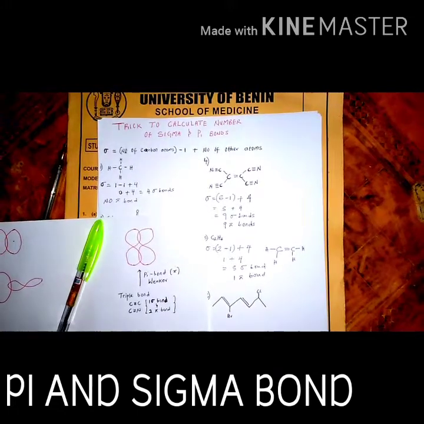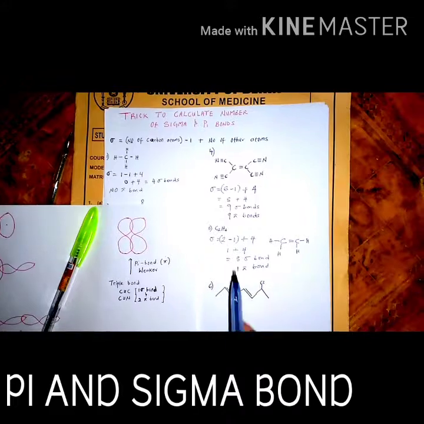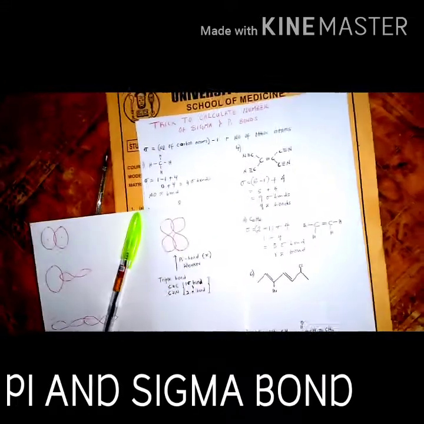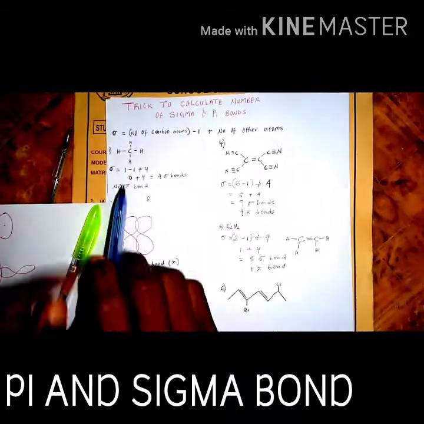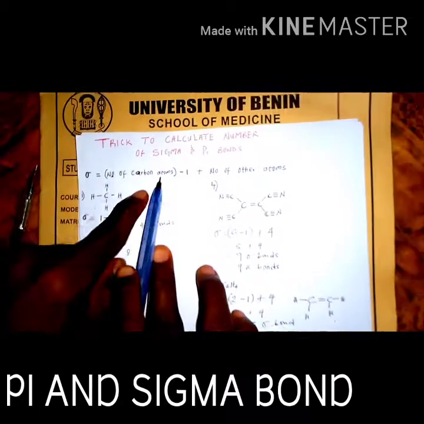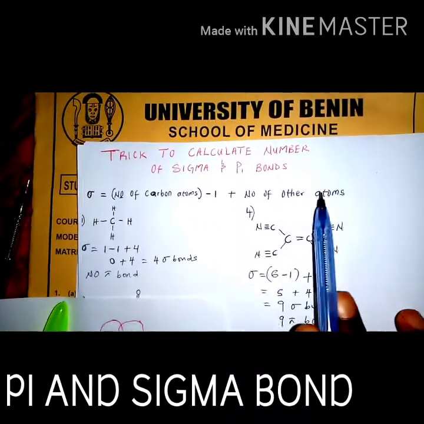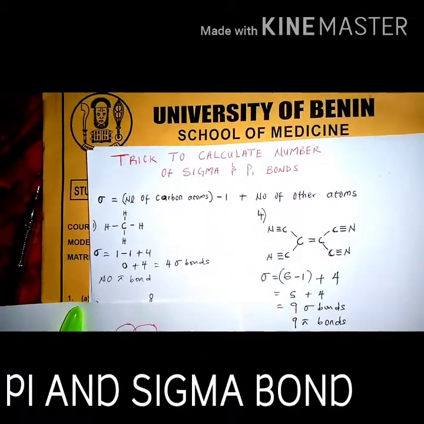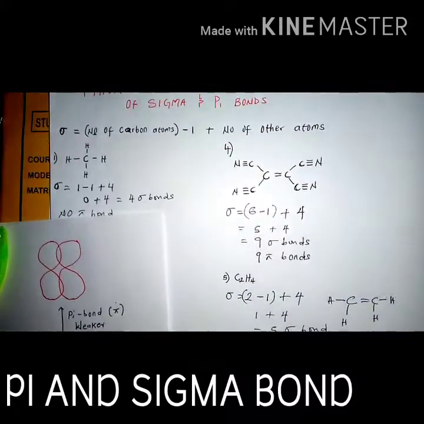Okay, let's forge ahead. Now we are dealing with ethene. So we just concluded that in ethene we have 5 sigma bonds and 1 pi bond. Our formula still remains the same: number of carbon atoms in the compound minus 1 plus number of other atoms, be it hydrogen, chlorine, nitrogen, any other heteroatoms, don't forget.